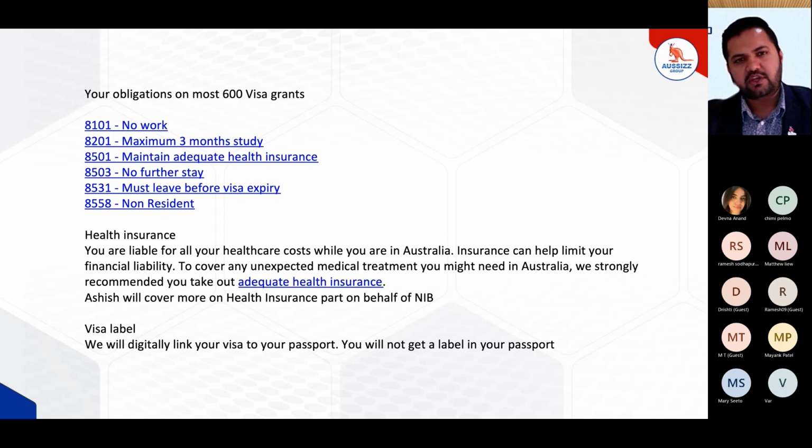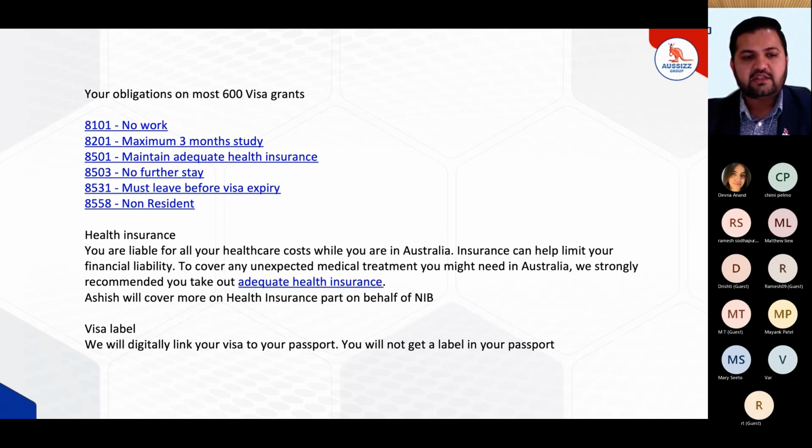A lot of people obviously bring in the overseas health covers with them as well, but I normally recommend to have the health insurance from Australian companies itself, because if anything happens while you are in Australia, it is much easier for you to process the claims while you're in the country rather than dealing with your insurance company who is overseas. There will be a no further stay in some of the visas, obviously 8503. There will be a condition that you must leave the country before your visa expires. And obviously, you need to make sure that you follow all these conditions.